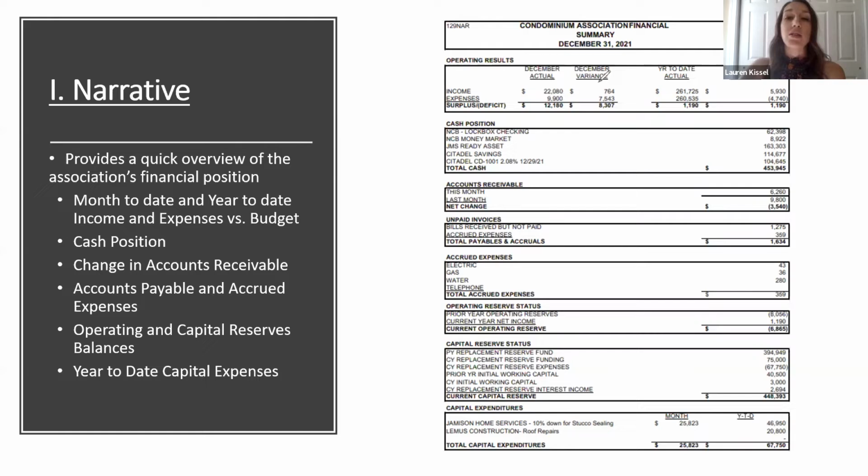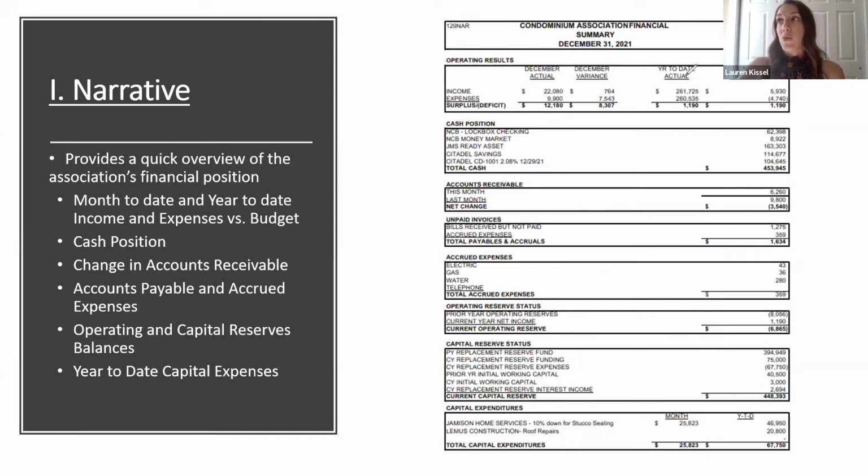And then this variance column shows you the variance based on your monthly budget. So in this case, the association actually had a $12,000 surplus for December, which is great. That means they were operating better than they had budgeted.